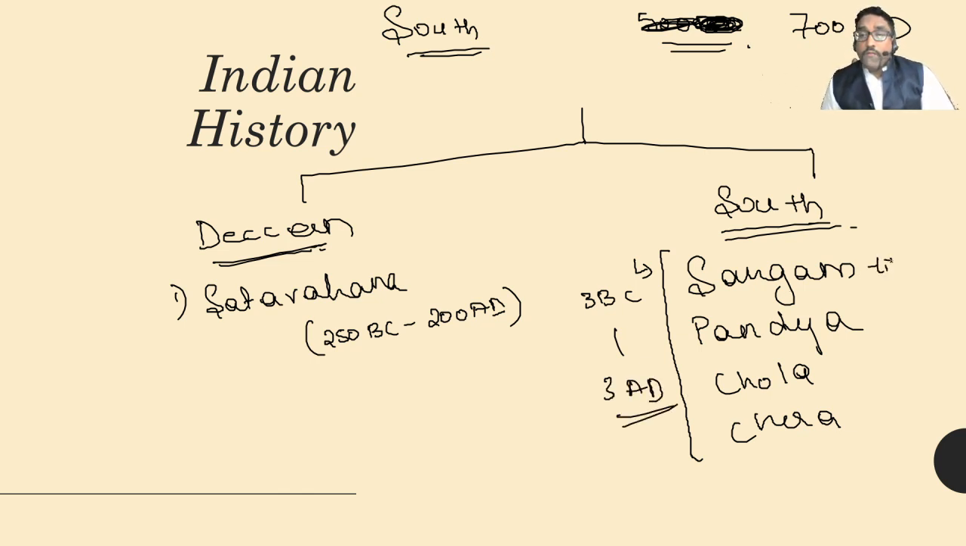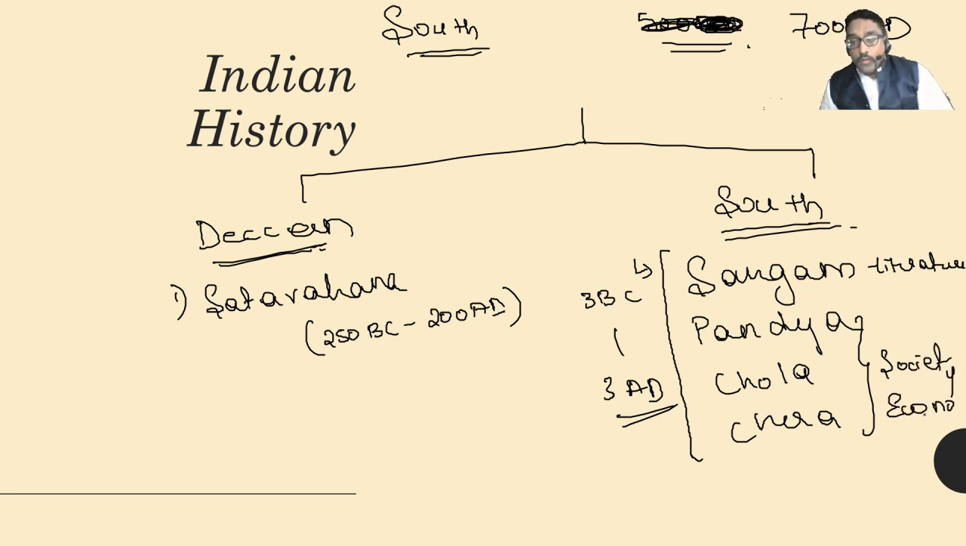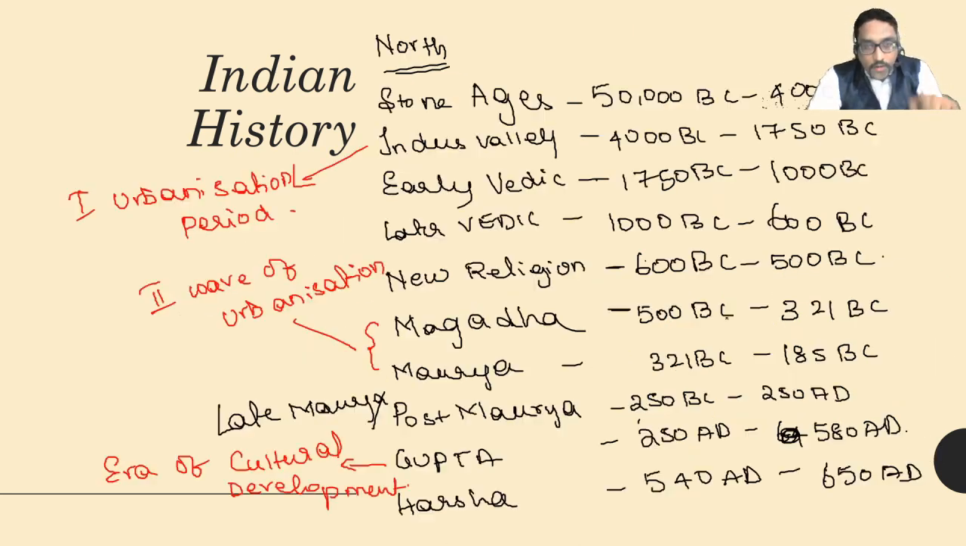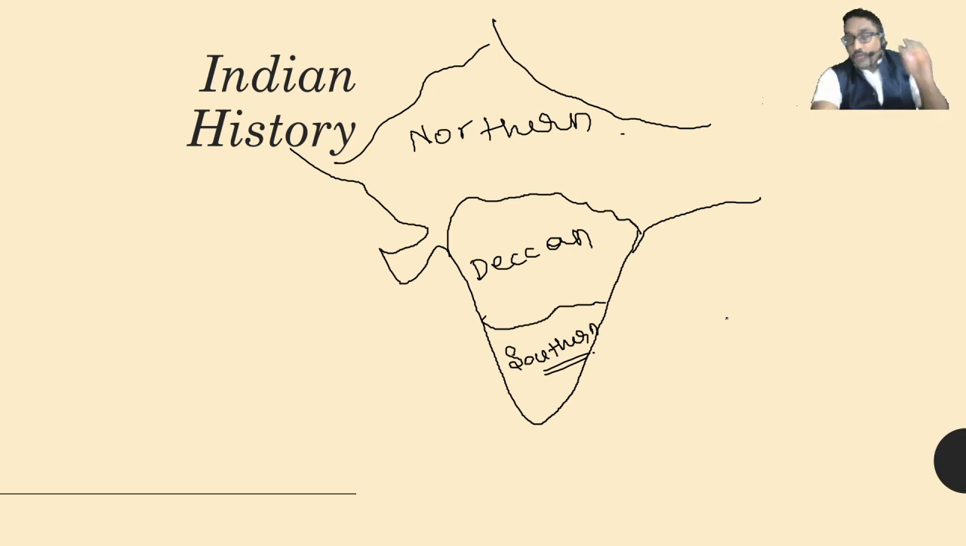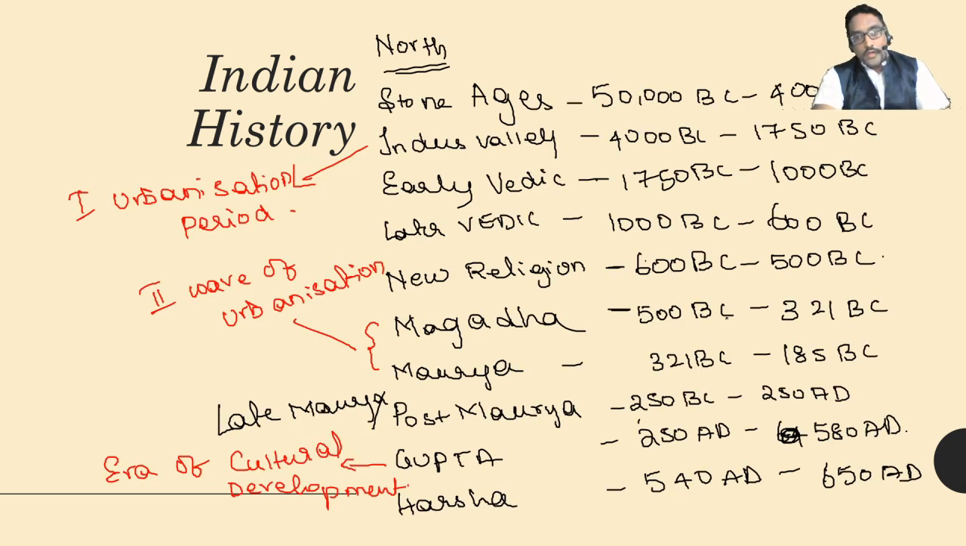Sangam is very important for literature. And these three are for Sangam society, Sangam economy, and Sangam polity. This entire timeline review is very important. Now let us see it as a comparison. See this, 250 BC to 200 AD, right? So when in the Deccan the Shatavahanas were ruling, 250 BC to 200 AD.